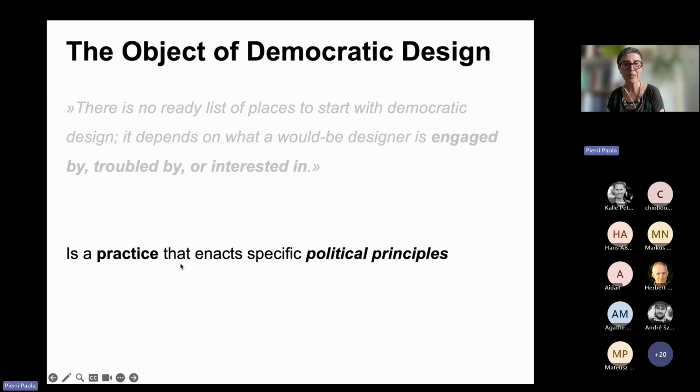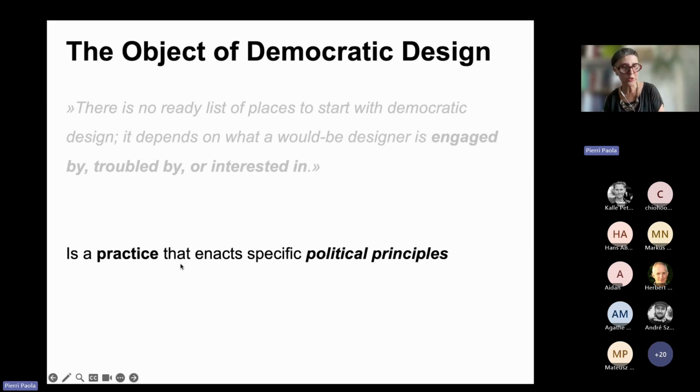Now, this point about political principles, I think, is really relevant. This is where the example of the graphic designer who might be designing the voting papers comes back again, because that example might or might not be an example of democratic design, based on whether the designer frames their work as intentionally democratic and whether they frame it as being within certain political principles. So what are these political principles?